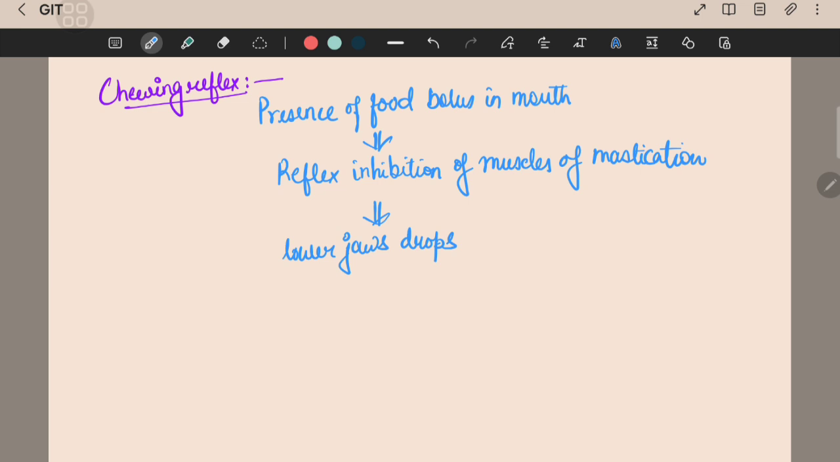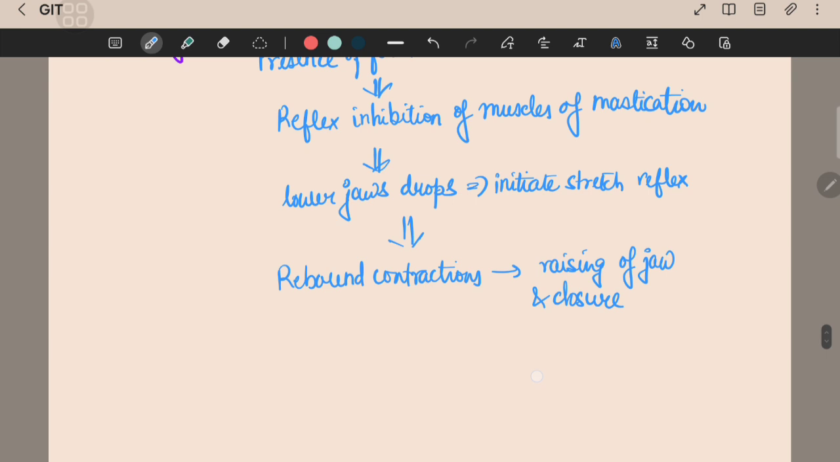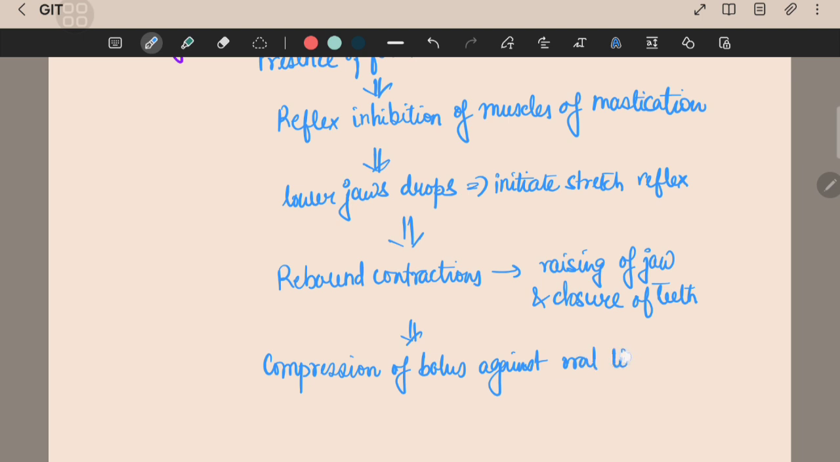the temporomandibular joint. So that will move, and this will initiate a stretch reflex, which will further cause rebound contraction, and that will cause raising of the jaw and closure of teeth. That is happening simultaneously. You can easily imagine the steps that happen when you are chewing food. This will compress the bolus again against the oral lining. So that is basically the chewing reflex.